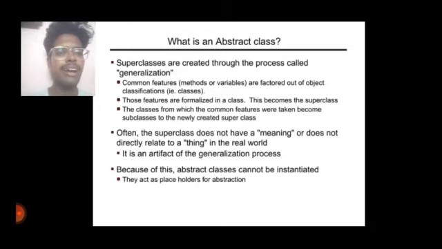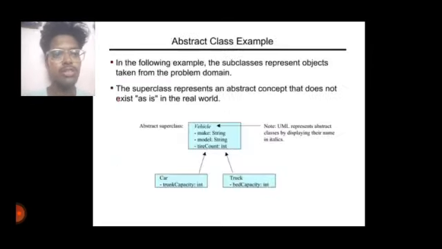Abstract classes are often referred to as superclasses which do not have a meaning or do not directly relate to a thing in the real world. It is an artifact of a generalization process. Because of this, abstract classes cannot be instanced. That means they are also called placeholders in the abstraction. So let us take a look at an abstract class.